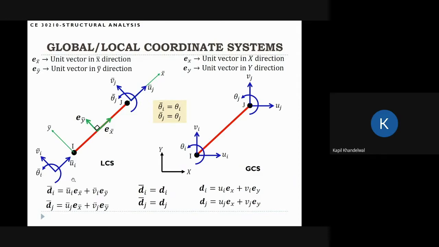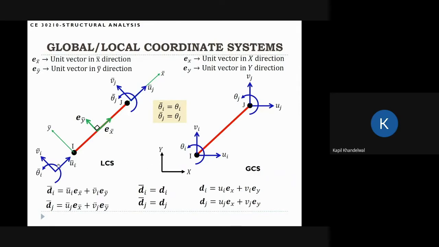So there is no change in the rotation. So rotations are exactly the same. So theta I bar is equal to theta I. Similarly, theta j bar is equal to theta j. So rotations are not changing between the local and global coordinate systems.